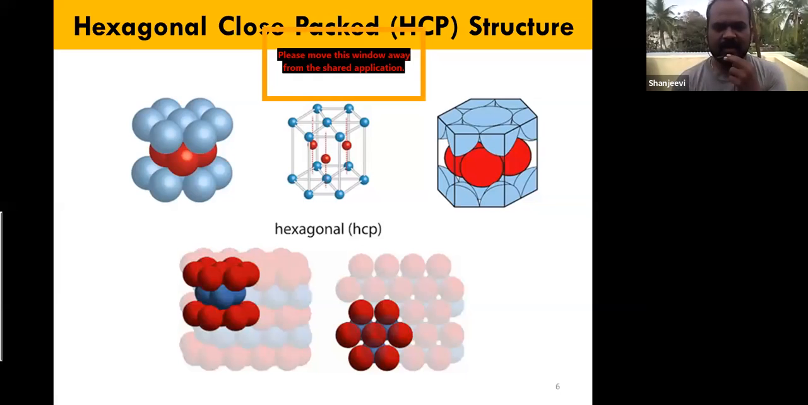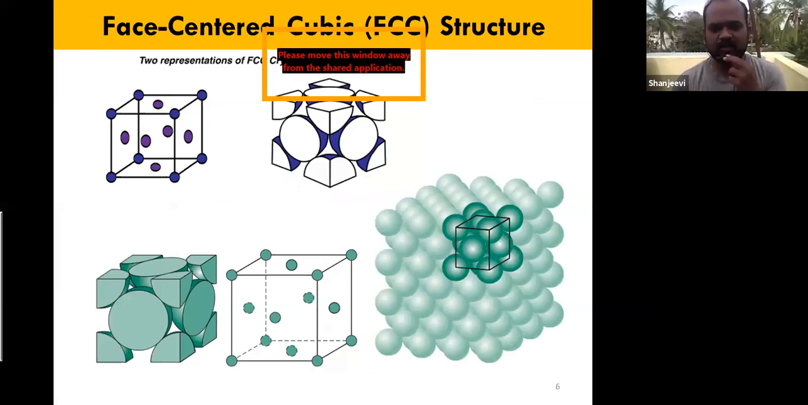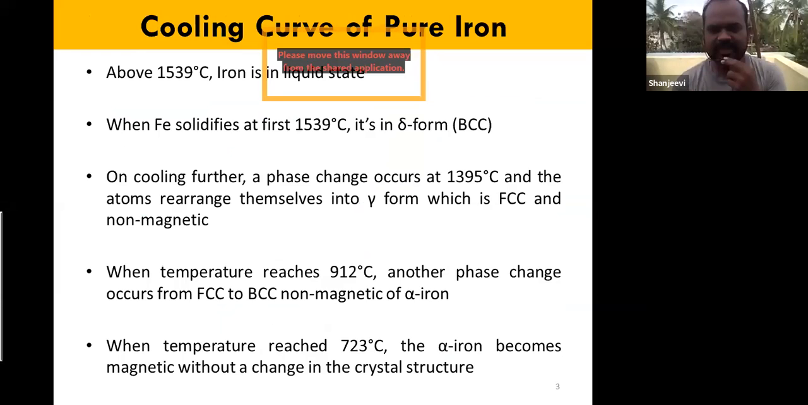Okay, now I come back to the cooling curve of pure iron. Why am I showing this body-centered, face-centered, and hexagonal close-packed structures? This body-centered and this face-centered have some property changes. This is needed for our case. Now you see here, on cooling, below 1539 degrees Celsius, the melt stops and delta ferrite formation starts. That is one kind of reaction.